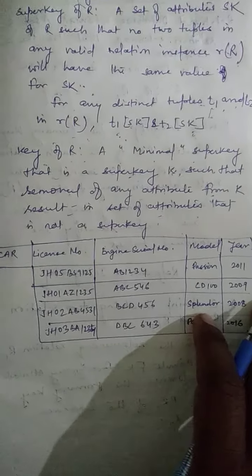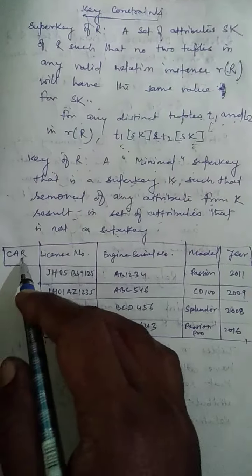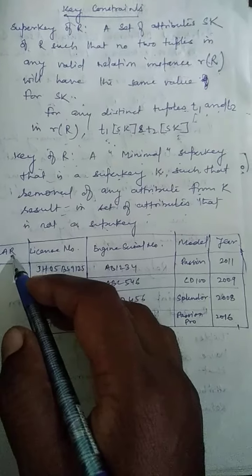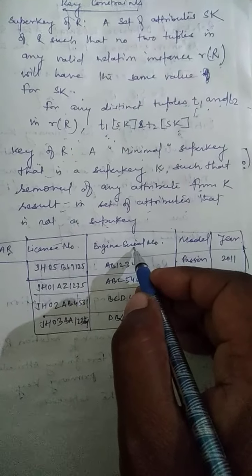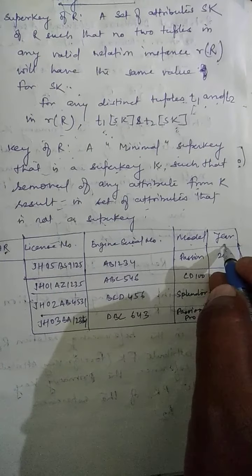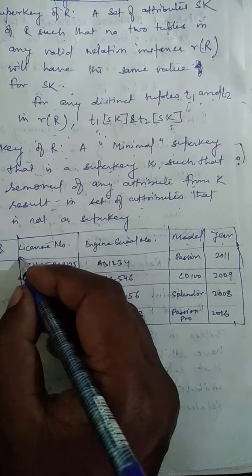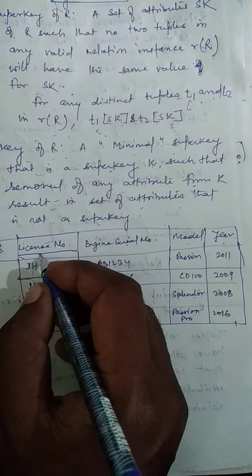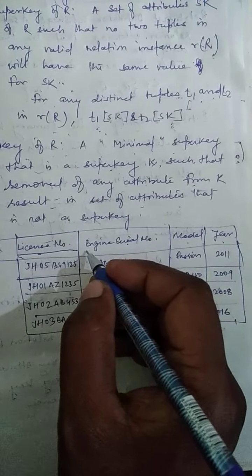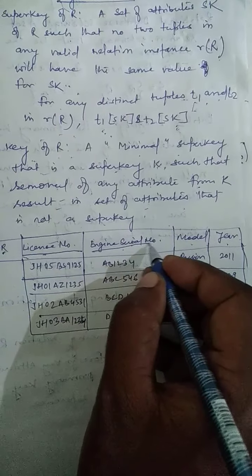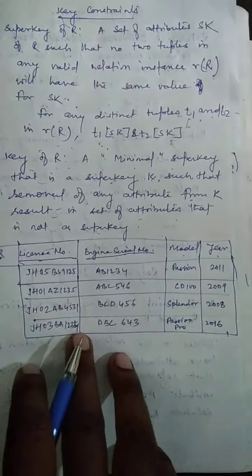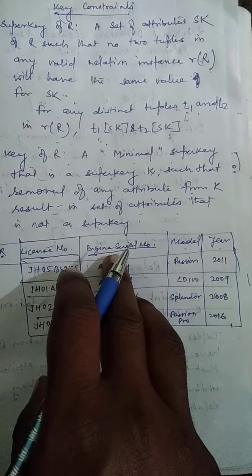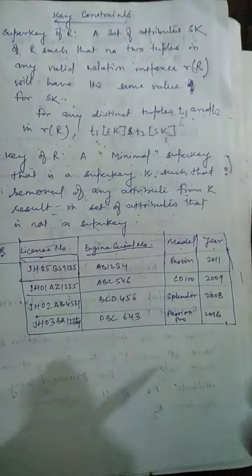You can see that car is an entity set, and the attributes are license number, engine serial number, model and year. License number is a key attribute. You can say that it is a primary key or super key. License number and engine serial number together are also a super key.